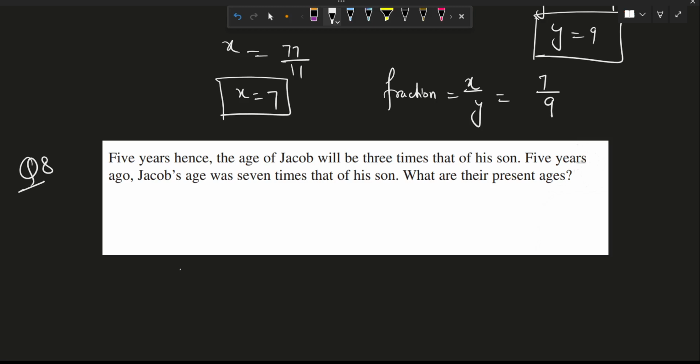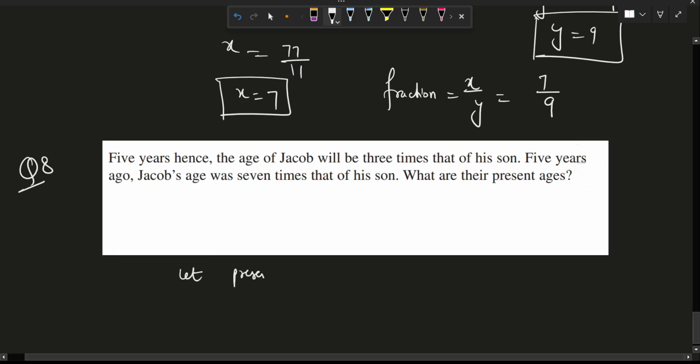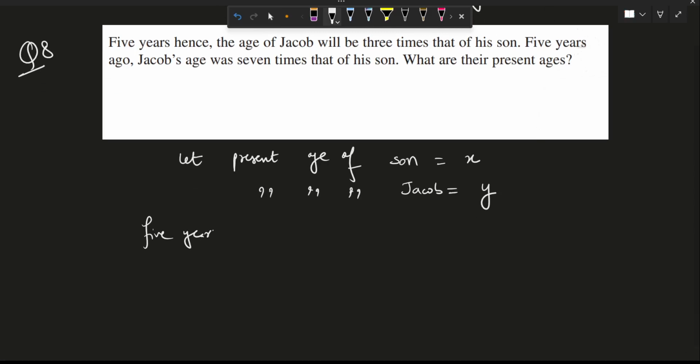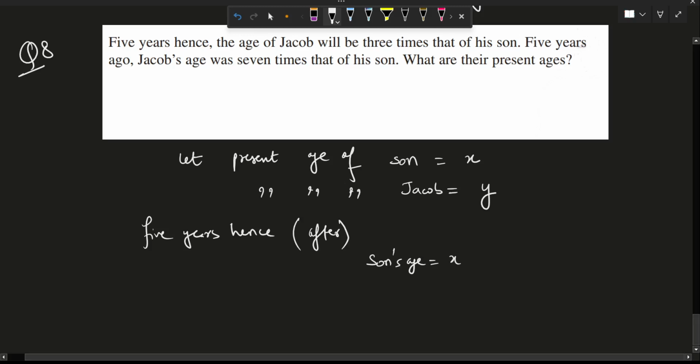So let's start with it. I'll start with present ages. Let the present age of the son be x and the present age of Jacob I'll take as y. Okay, now what about 5 years hence? What is the meaning of 5 years hence? Hence means after. You are going into the future. So what will be the son's age? X plus 5. What will be Jacob's age? That is y plus 5.